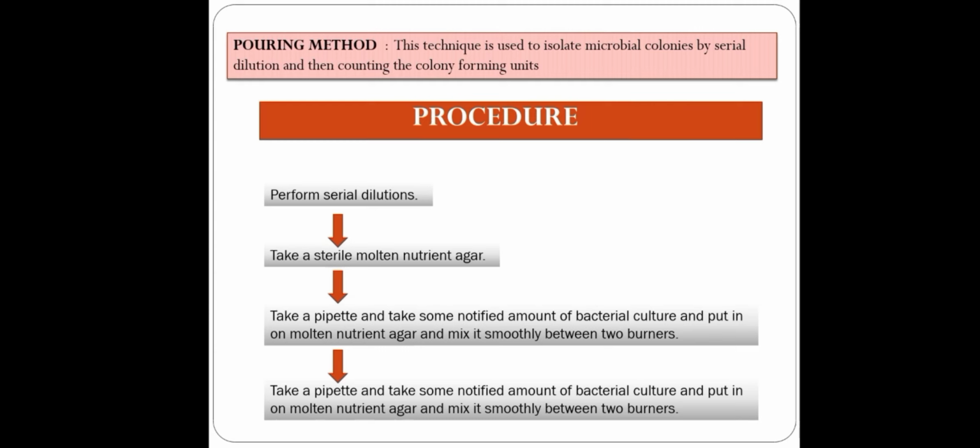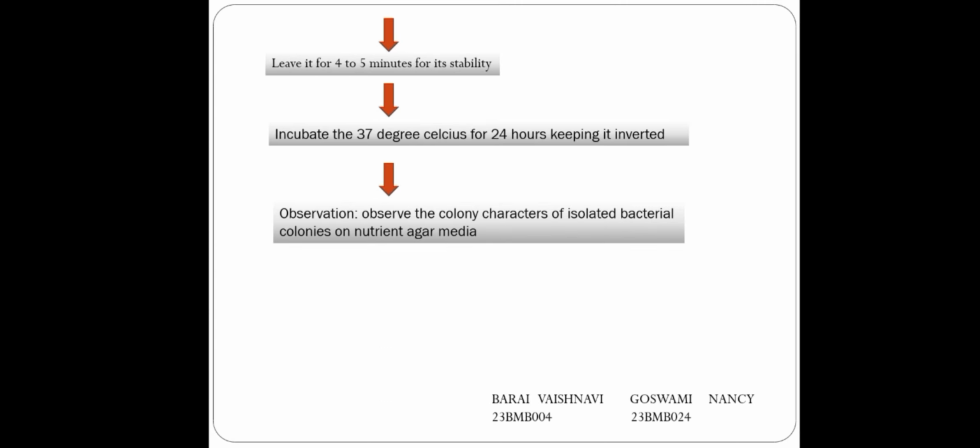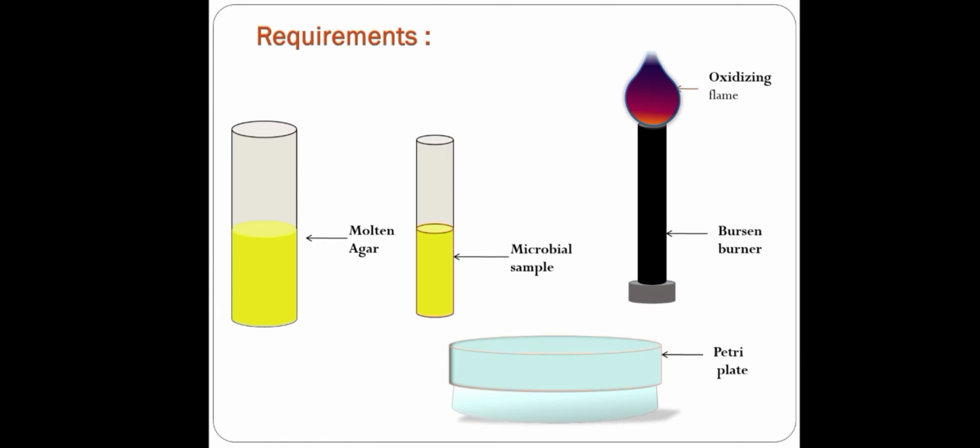Take sterile molten nutrient agar plate. Take a pipette, take a measured amount of bacterial culture, put it into the molten nutrient agar and mix it smoothly between two burners. And then leave it for 4 to 5 minutes for solidification. Incubate at 37 degrees Celsius. Observe the colony characters. Molten agar, microbial sample, Bunsen burner, petri plates.